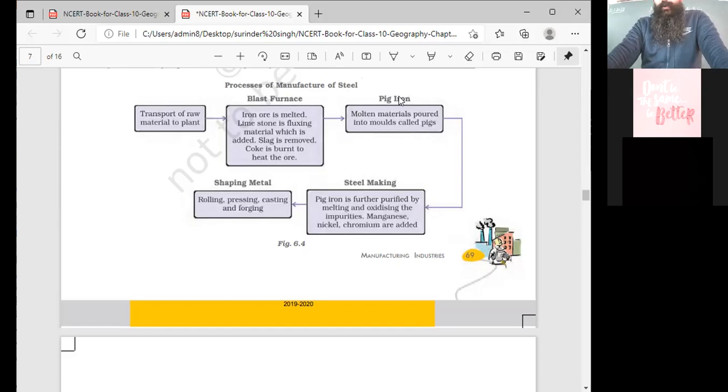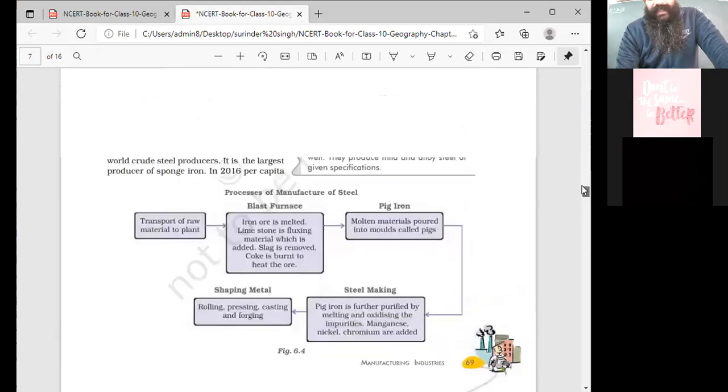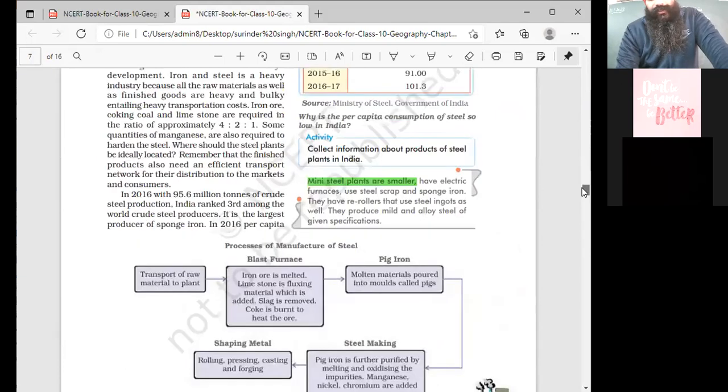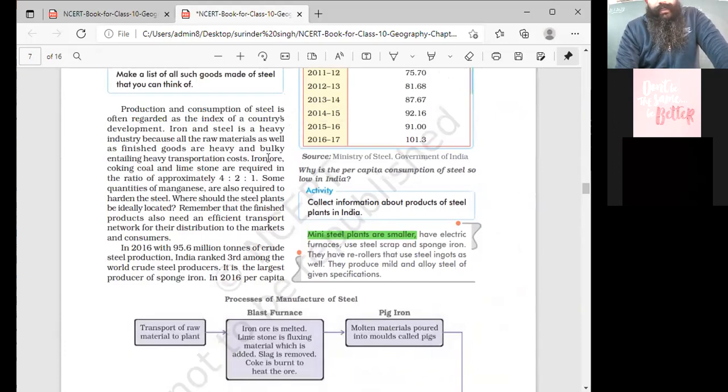Pig iron is mixed with manganese, nickel, chromium for the manufacturing of steel. That steel can be molded to any shape and size, like rods, sheets, etc. The most number of iron and steel industries are concentrated in the Chota Nagpur Plateau.